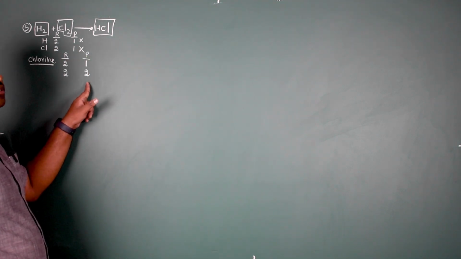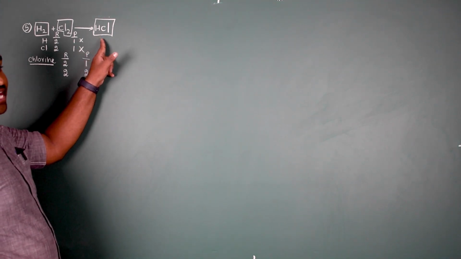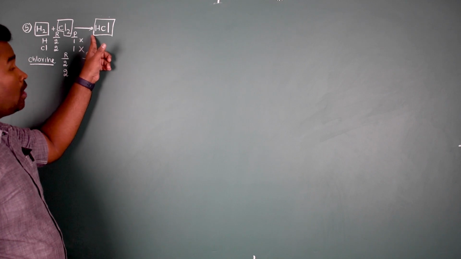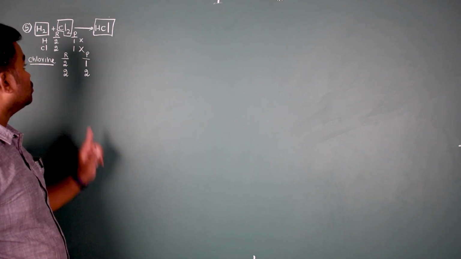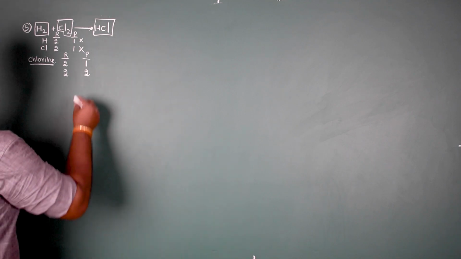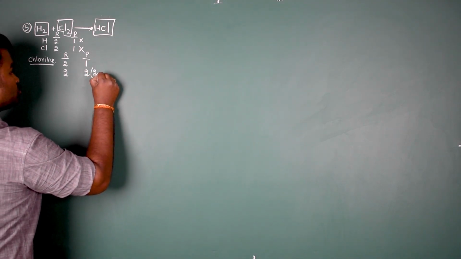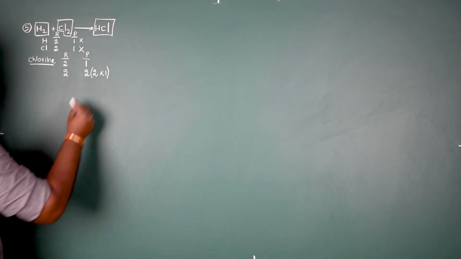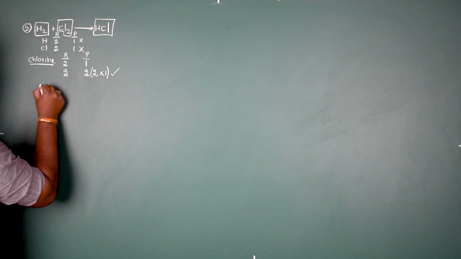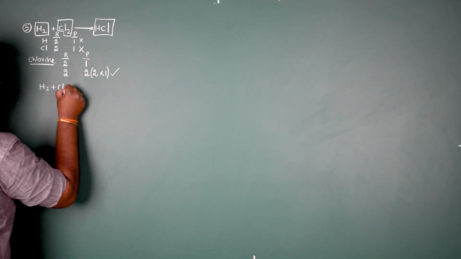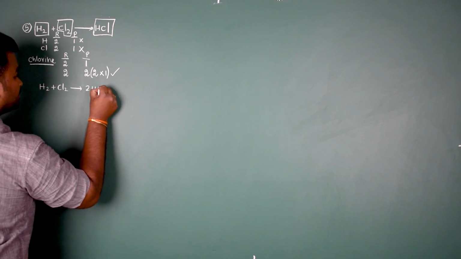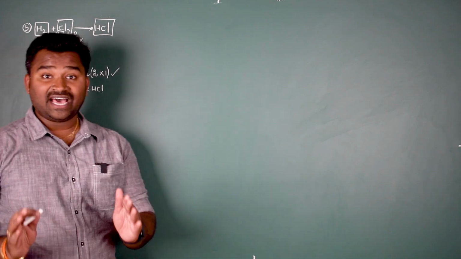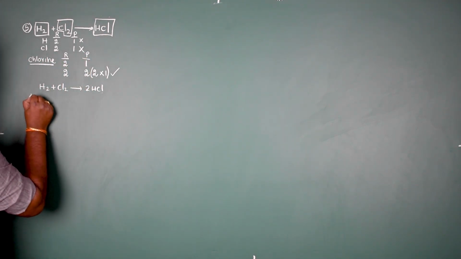Now to make 2 chlorines, how do I make this 2 chlorines on the product side? Here there is 1. I am not allowed to alter anything in this chemical formulae, but I am allowed to alter the stoichiometric coefficient. So now how do I alter the stoichiometric coefficient? I make the stoichiometric coefficient as 2 into 1. Correct? Now it becomes balanced. So my new equation will be H2 plus Cl2 forming 2HCl. So now check, there is 2 chlorines, 2 chlorines. So chlorines are balanced. Then how about hydrogens?